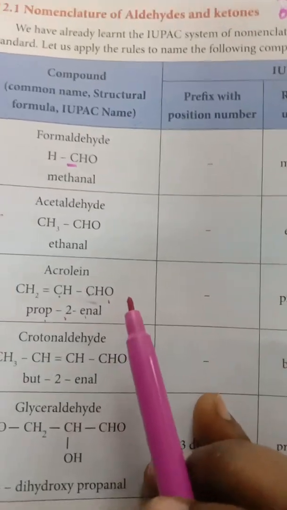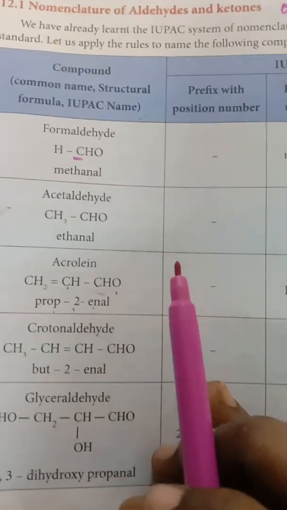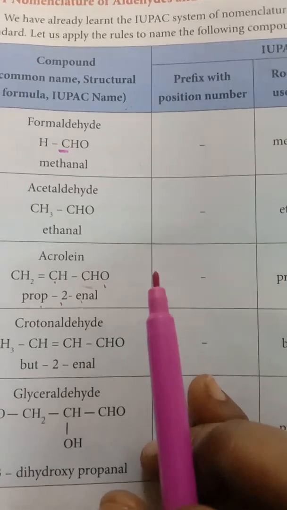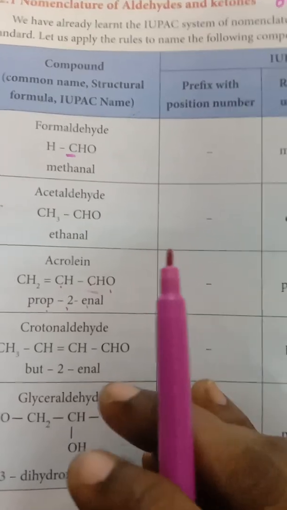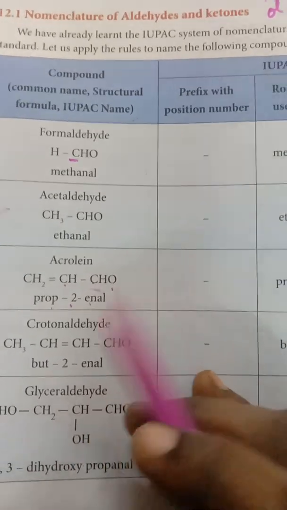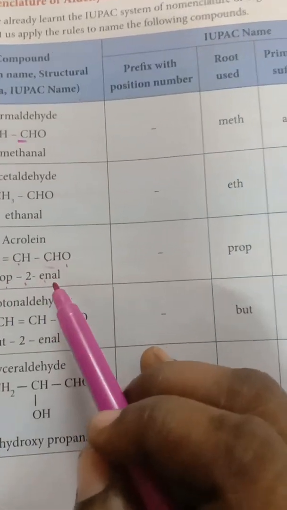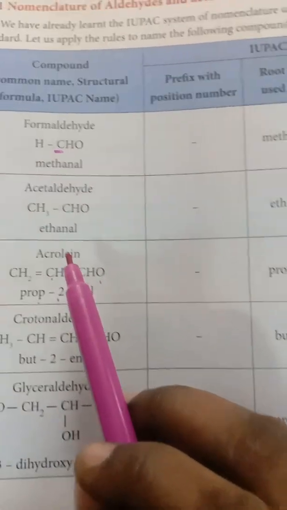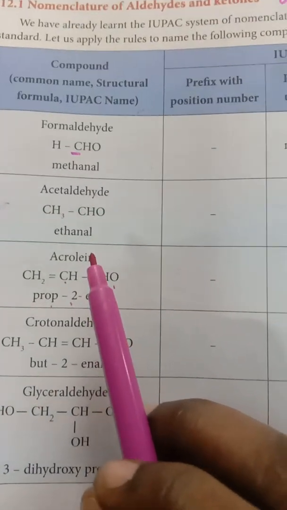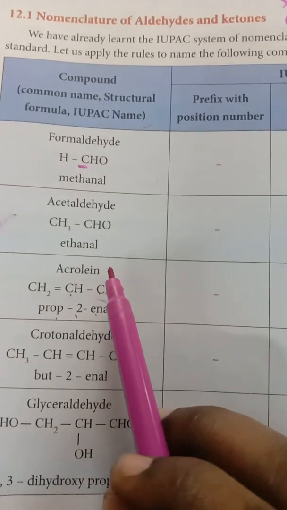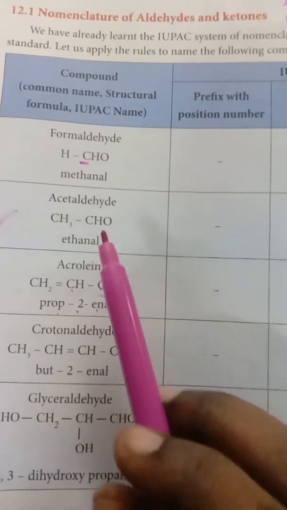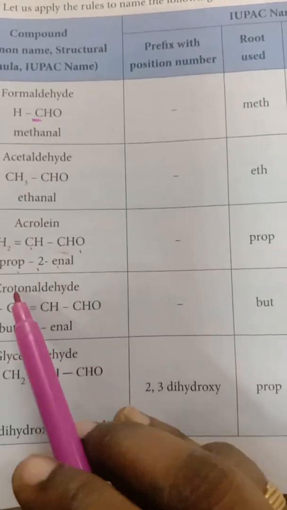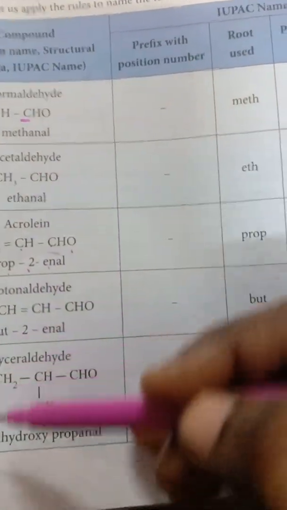I hope you understood how to name. If you are clear with hydroxy groups, then you will have a clear concept of this also. Prop-2-enal. The common name is acrolein. They may ask you the common name and they may ask you to write the IUPAC name also. So these are some of the important IUPAC and common names. You have to remember all these. Next is the four carbon compound. It is crotonaldehyde. So you have to see all these.